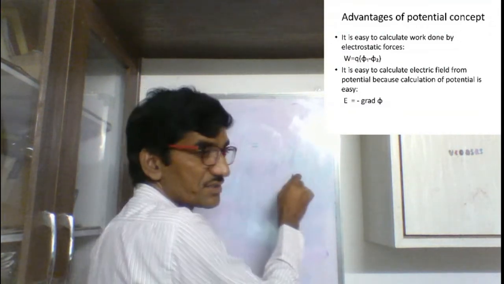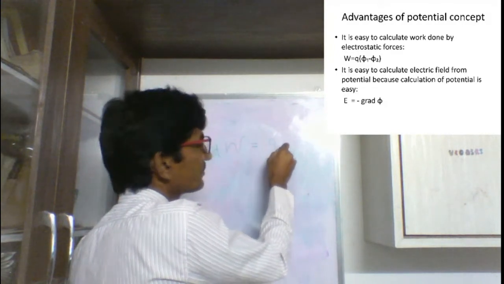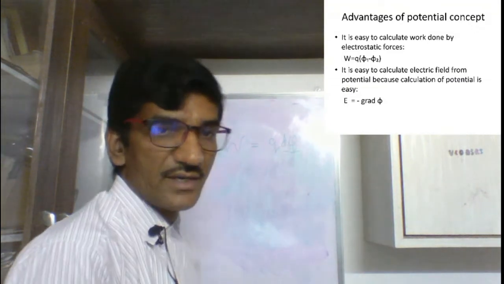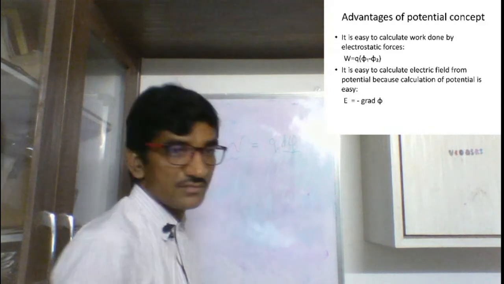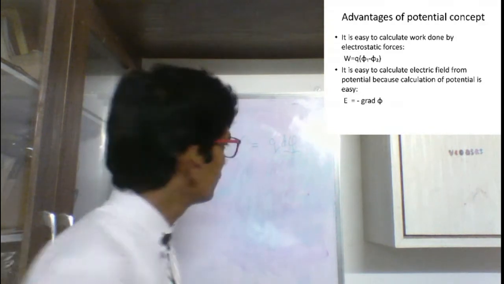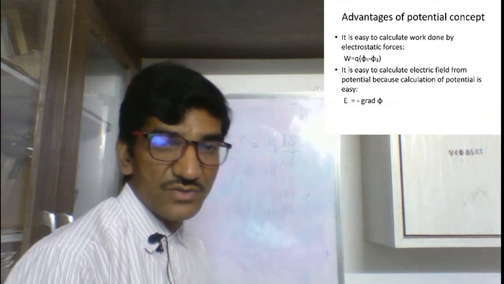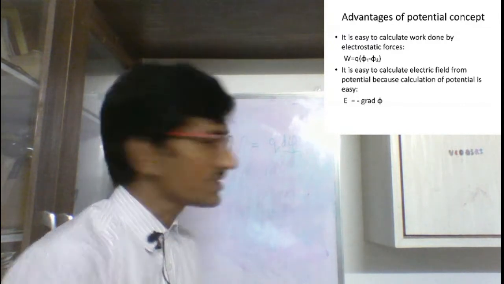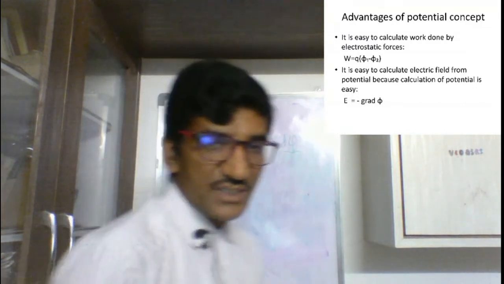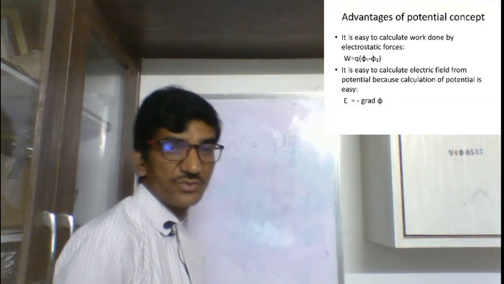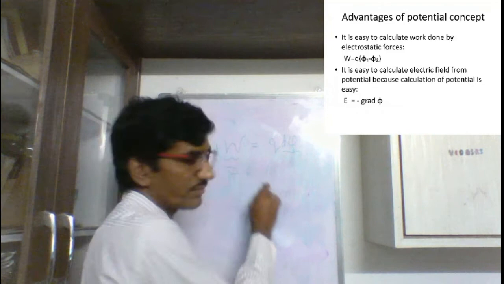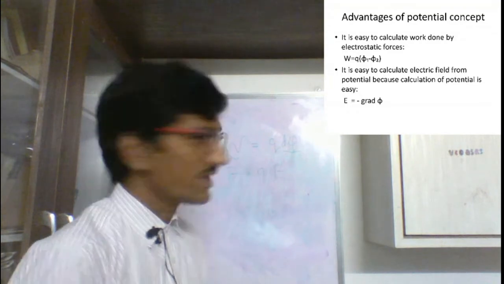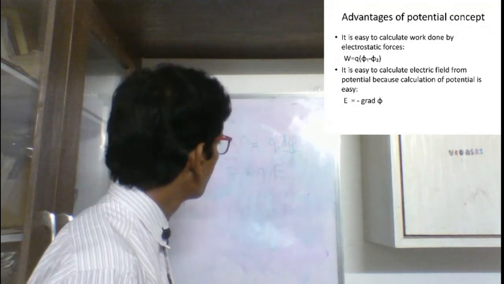What is the formula we use for the calculation of the electrical work? dW is equal to Q d phi, where d phi is the potential difference. This is the amount of work done to displace the charge between two points having the potential difference d phi. You see, this is very similar to F is equal to QE.